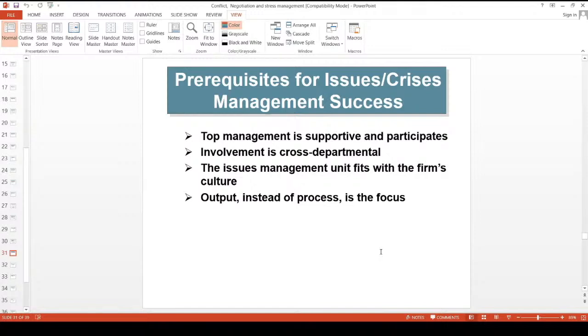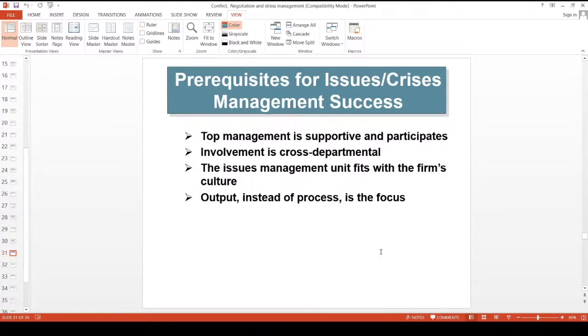Involvement is cross department, so the issue should not be retained within a particular department. Cross departmental orientation should be introduced. The different functions should mutually discuss things with each other in order to have a better solution for the overall organization.